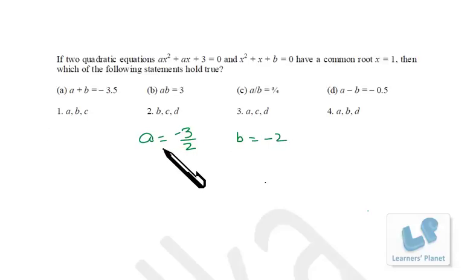Now we have got the value of a and b both, right? Now we can easily find out which of the relationships is true. Maybe one or more than one, since the options we have say at least 3 relationships are true. Okay, so a plus b is minus 3.5. So minus 3 by 2 minus 2. So if we add both of them, this is minus 1.5. So minus 2 plus minus 1.5 is minus 3.5.